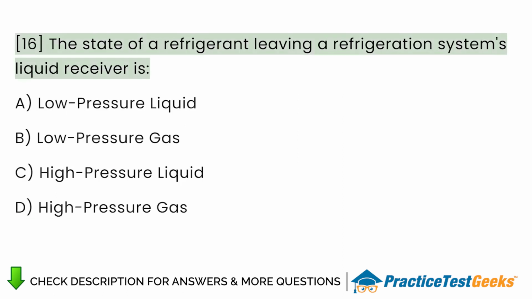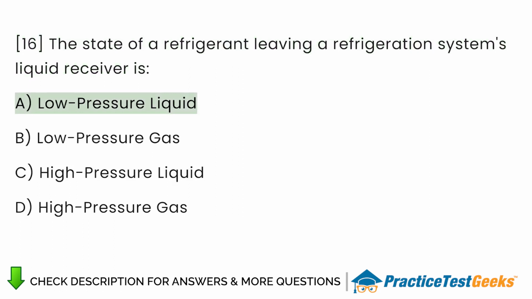The state of a refrigerant leaving a refrigeration system's liquid receiver is: A. Low pressure liquid. B. Low pressure gas. C. High pressure liquid. D. High pressure gas.